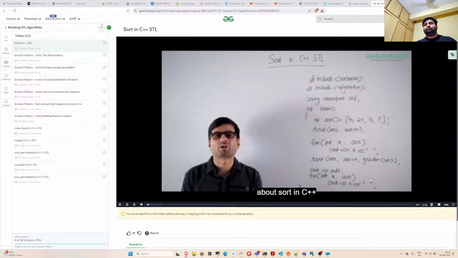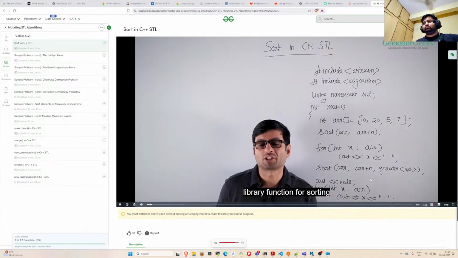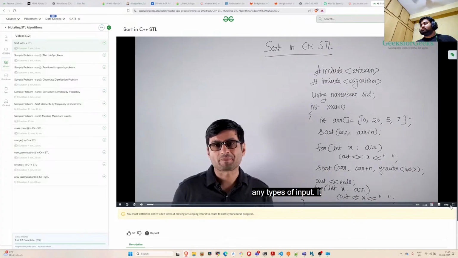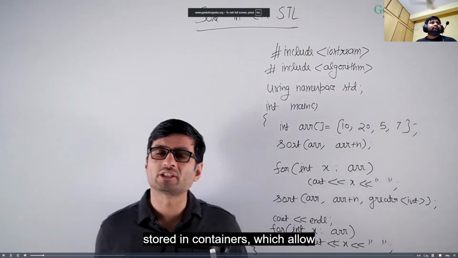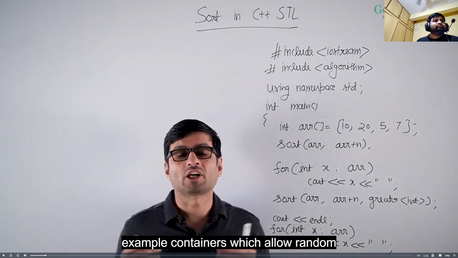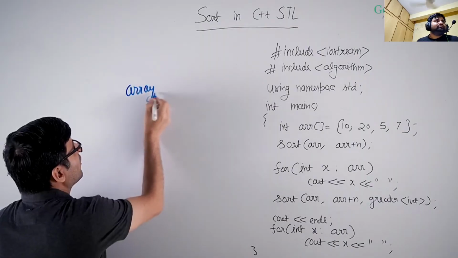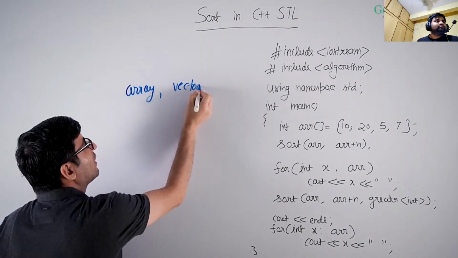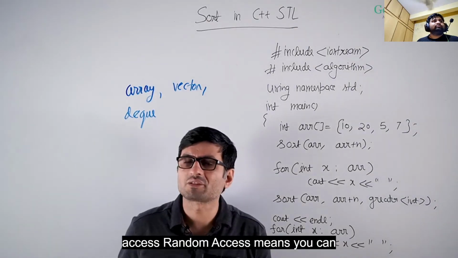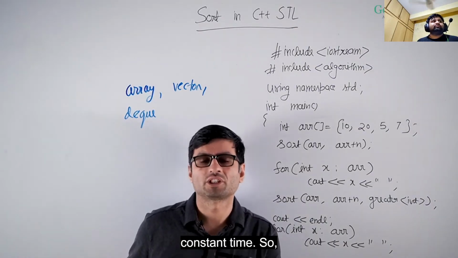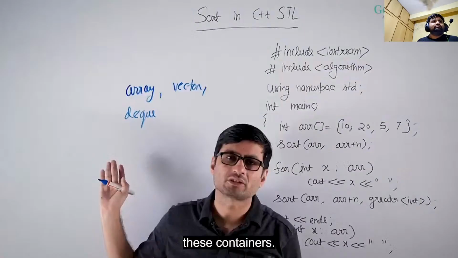In this video, we are going to talk about sort in C++ STL. Sort is a general purpose library function for sorting any type of input. It is mainly used for sorting data stored in containers which allow random access. Example containers which allow random access are arrays, vectors, and deque. Random access means you can access items in constant time. So sort can be used for all these containers.